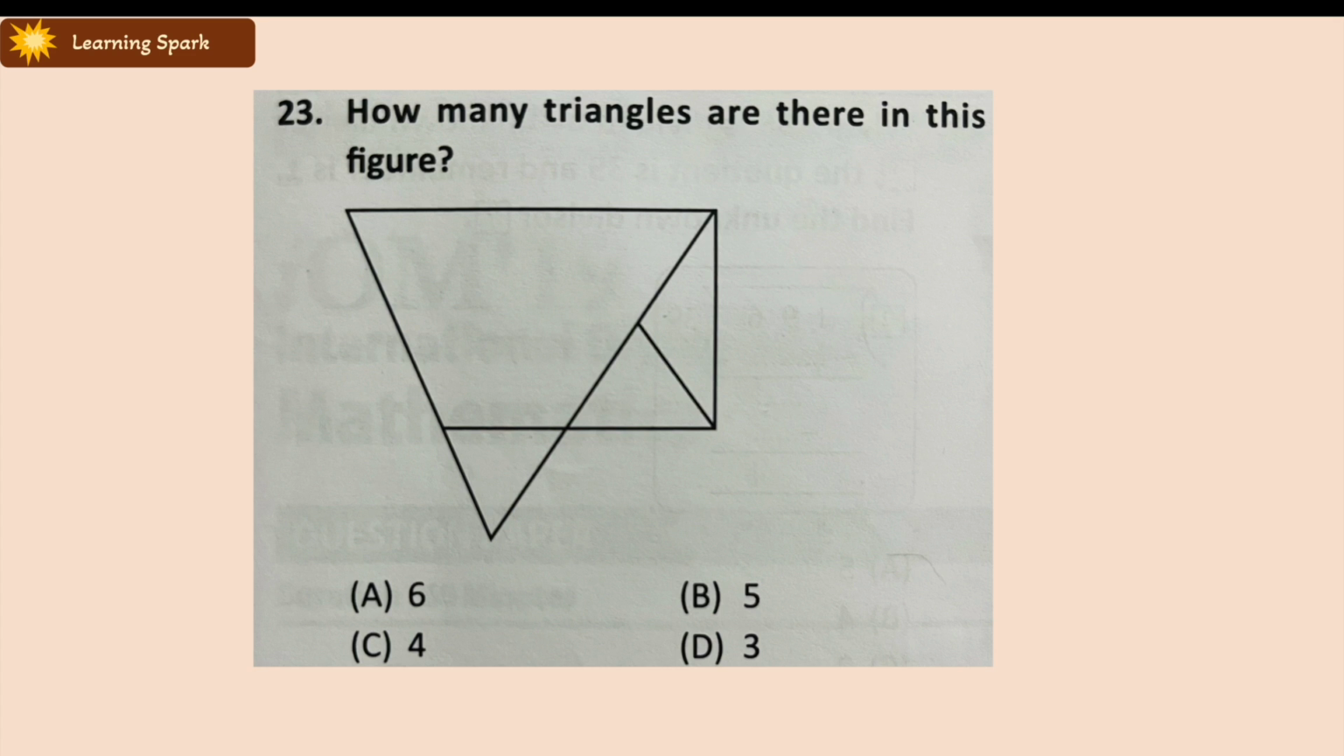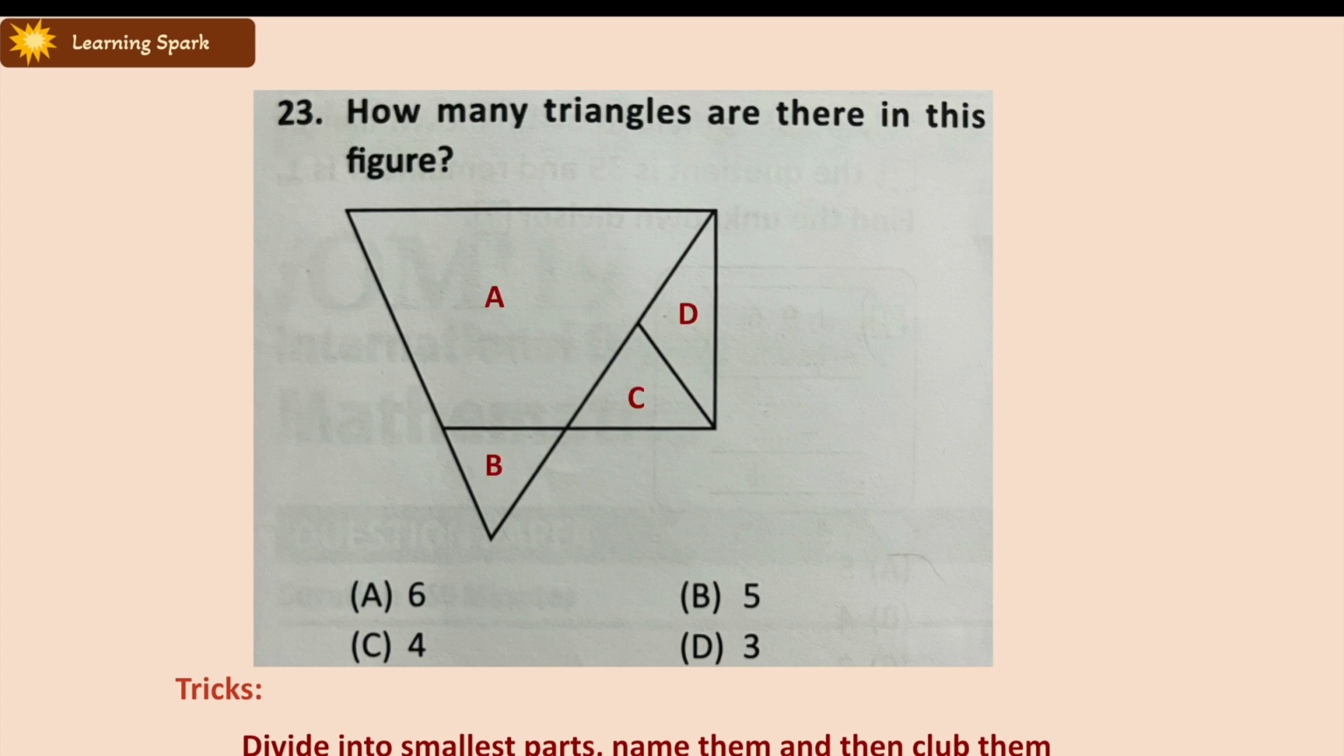Question number 23 is on the screen. Let's solve this now. How many triangles are there in this figure, right? In this kind of sums, you can use a trick. First, divide into the smallest parts and name them, and then you try to club them and form the figures that are wanted. So here, for example, the smallest parts are: this one is A, let's name this one B, this is C, and this is D.